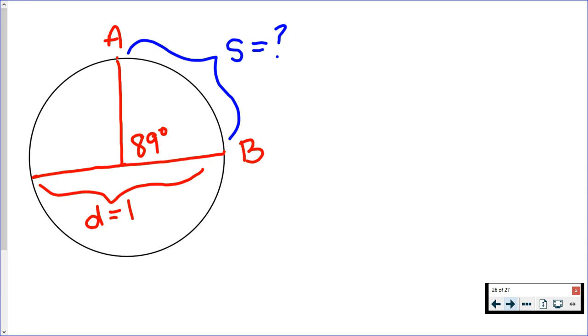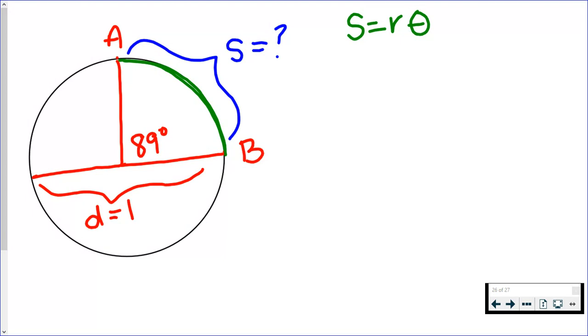So if we want to know how far B would have to travel, we're finding this that I'm outlining right now, which would be an arc. S is the letter we use to represent arc length. And this is the formula: S equals R times theta, where S is arc length, R is the radius, and theta is the angle.